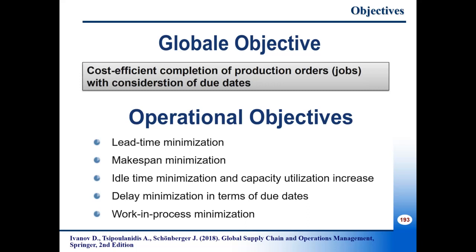Reducing waiting time in a queue means minimizing idle time, which at the same time maximizes machine capacity utilization. Therefore, the production flow can minimize production delay and, at the same time, work in process inventory to meet due dates.